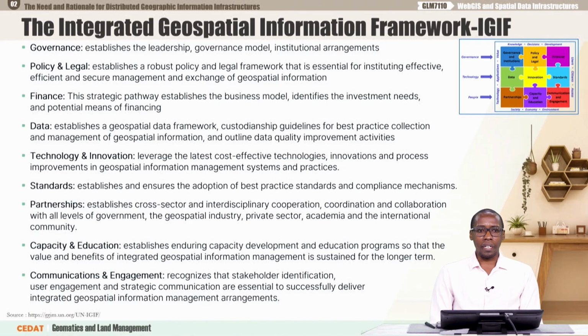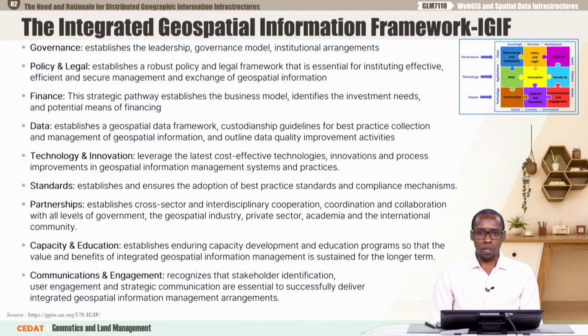The next pathway talks about the policy and legal aspects. It tries to establish whether there is a robust policy or legal framework for sharing information or for the exchange of geospatial information in institutions. And then the other pathway is the finance. Who funds the establishment of this NSDI?